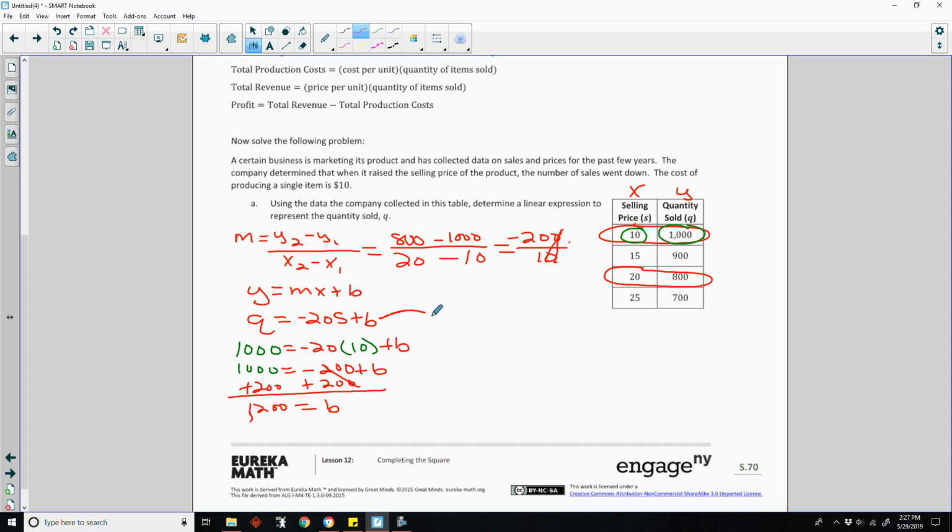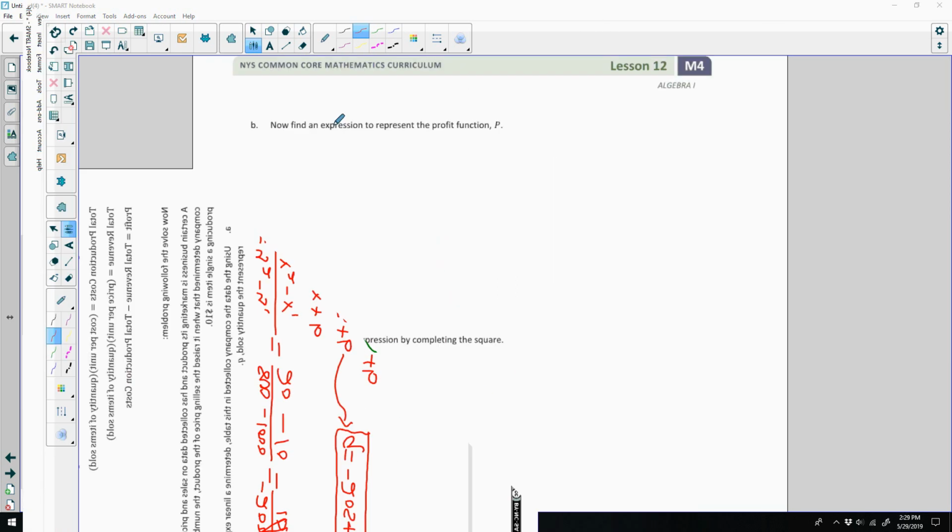So now I take this equation over here and finish it, and it is q equals negative 20s plus the b we just found, which is 1,200. So there is the equation. Try that again. This is the equation for this set of data.